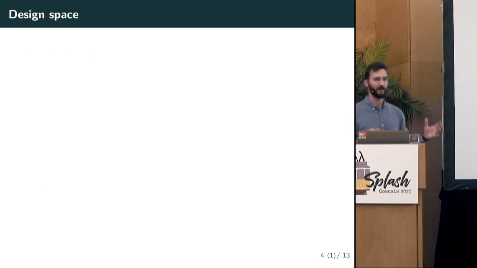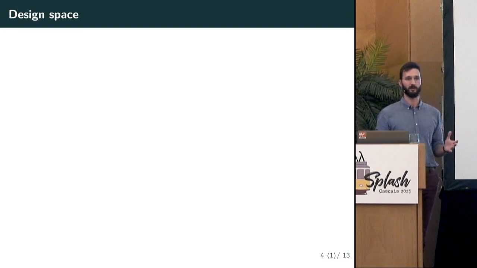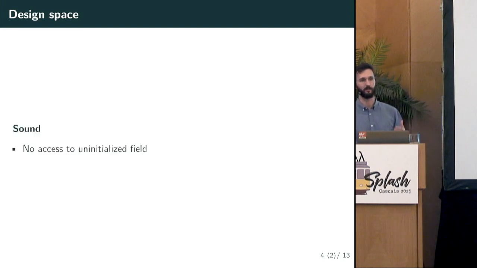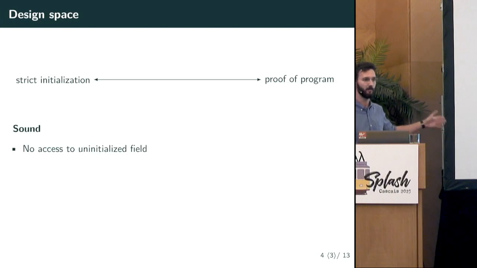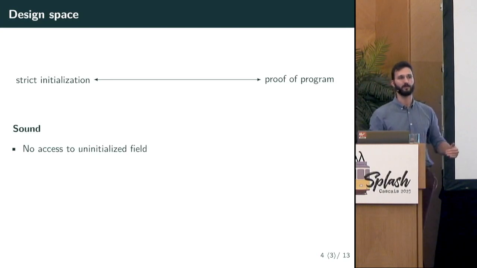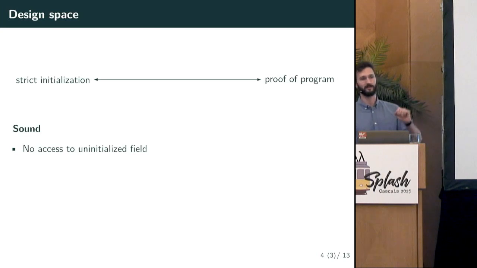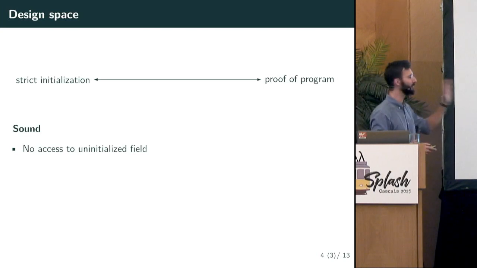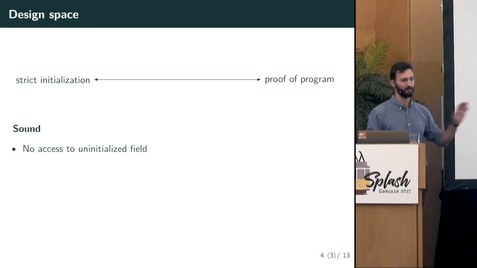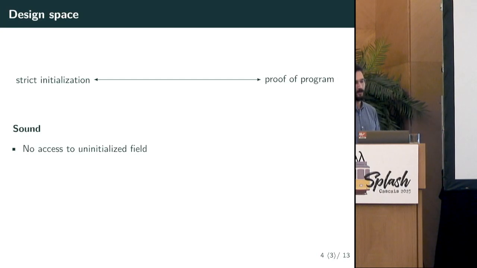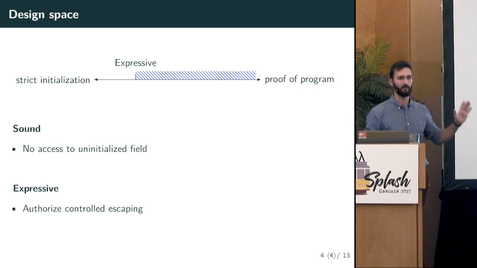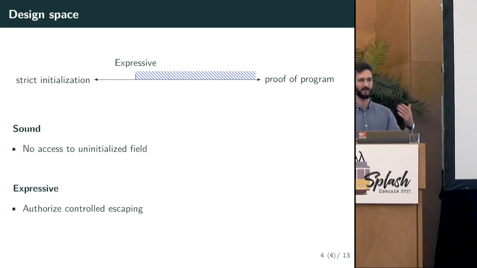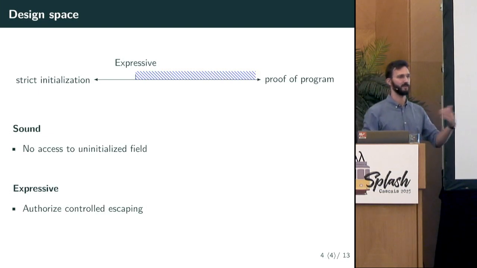So we have a design space. We want to prevent all initialization errors. So we want a sound system in which it's impossible to access a field before it's initialized. But this is a large design space. It goes from very strict initialization, where you're not allowed to use the this pointer before the end of the constructor, like you have in OCaml objects, for example, all the way to full separation logic proof of programs, where you're allowed to do anything. Inside this design space, we're interested in having an expressive system in which you're allowed to do some form of controlled escaping to build up those cyclic structures.